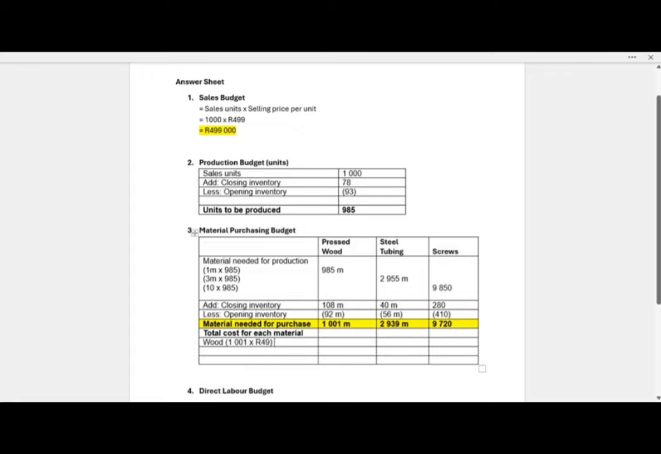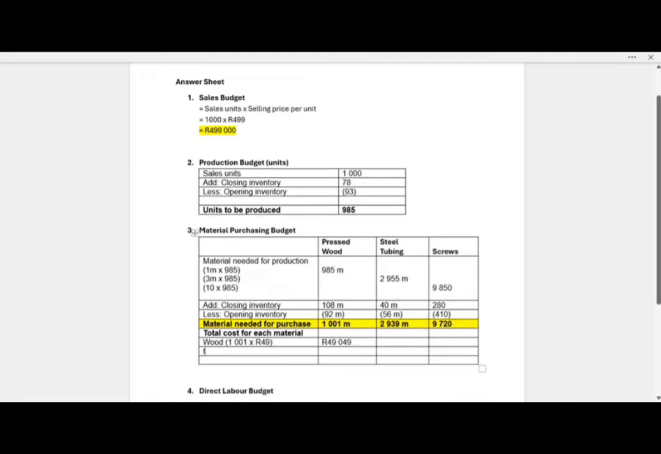And then how much is the total cost for 1,001 meters of pressed wood? Let's put that on the calculator. So it's going to be 1,001 multiplied by 49. I am getting 49,049 rand. Okay, that is for the wood.